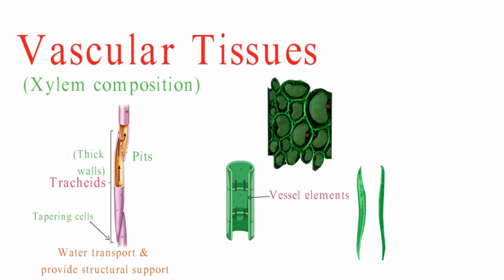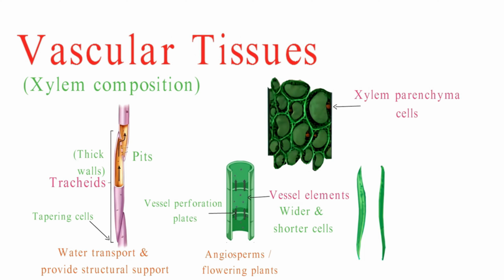Vessel elements, on the other hand, are wider and shorter cells with perforated end walls. These perforations, called vessel perforation plates, allow for more efficient water flow between cells. Vessel elements are characteristic of angiosperms, or flowering plants. Xylem parenchyma cells are associated with the xylem and are often found interspersed among the tracheids and vessel elements. Unlike tracheids and vessel elements, xylem parenchyma cells retain their nuclei and are involved in various metabolic functions, including storage and repair.